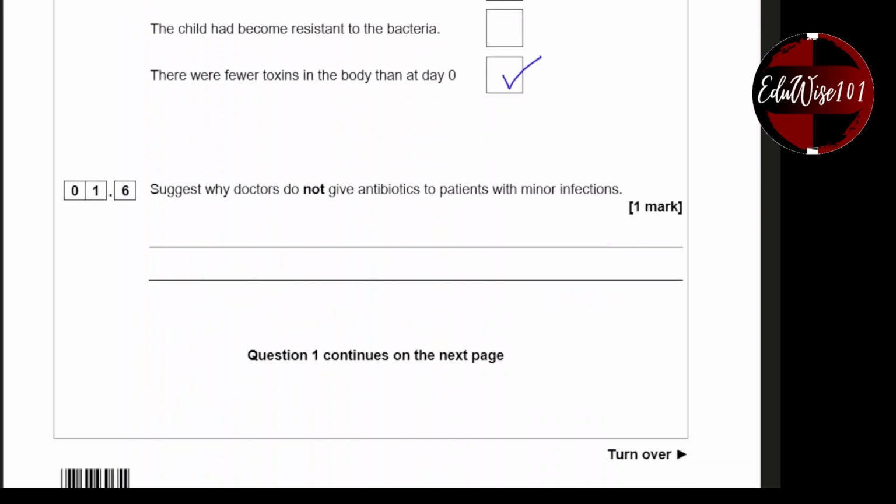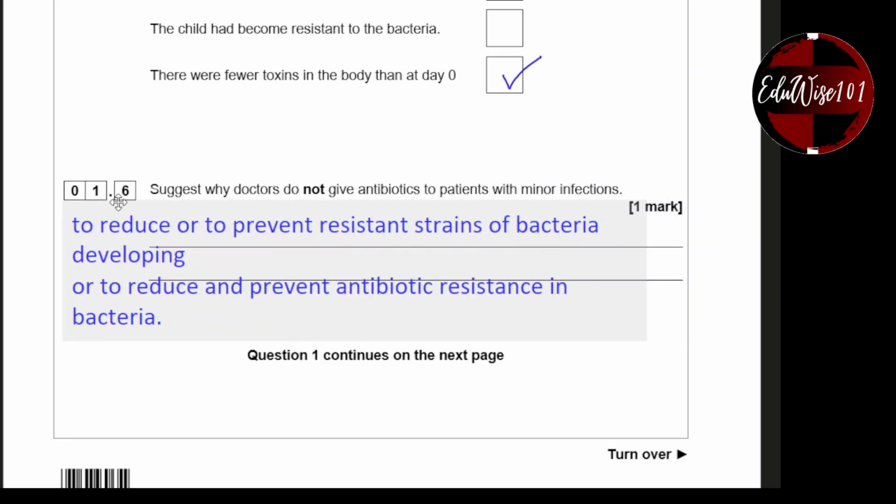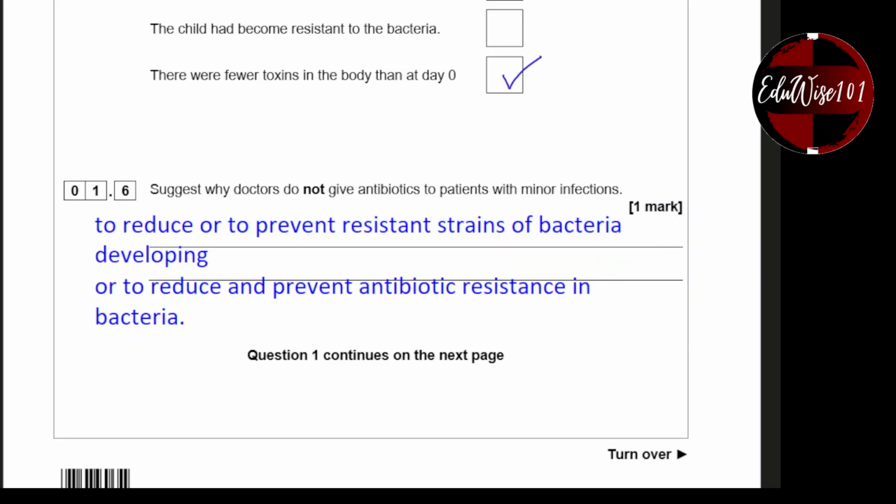1.6. Suggest why doctors do not give antibiotics to patients with minor infections. Now, the way antibiotics are given is highly controlled, mainly because we don't want bacteria that are resistant to the antibiotic to develop. Right? So, to reduce or prevent resistant strains of bacteria from developing, or to reduce and prevent antibiotic resistance in bacteria.